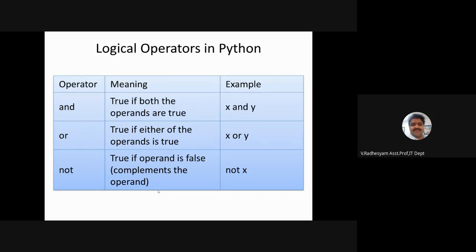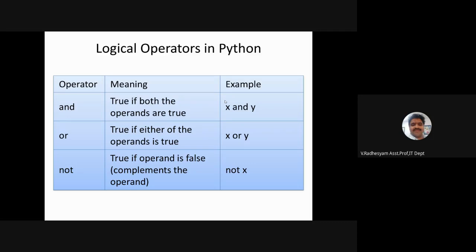There are a few logical operators in Python. The operators are AND, OR, and NOT. The operator AND will be true if both the operands are true. That means X and Y: if both are true, then only X and Y will be true.